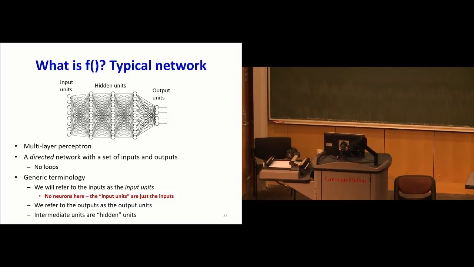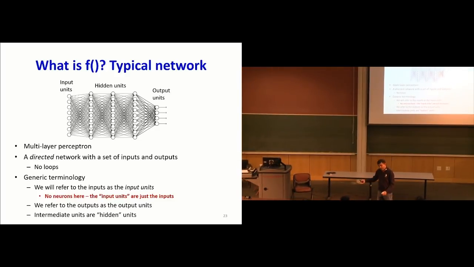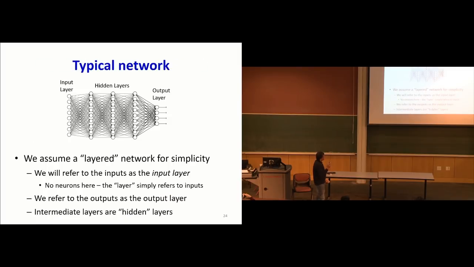Hidden units are units whose outputs you don't actually see, but whose outputs affect the final output of the network. And then you have the output units, whose outputs are the outputs that you actually see. We're going to think, for convenience, that this network is layered.